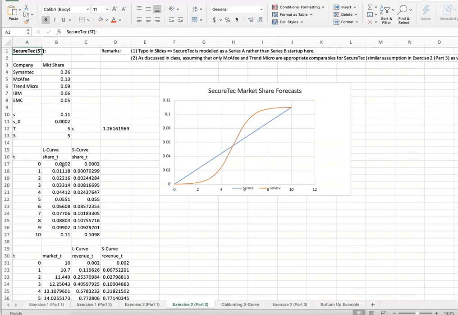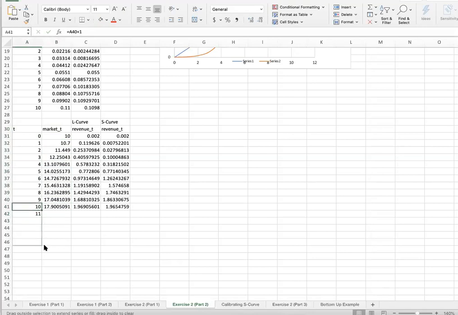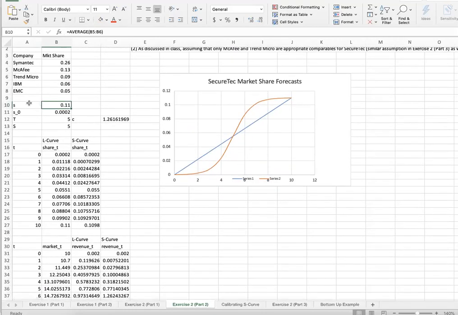both the overall market size for the virus screening market. I have that in this part of my spreadsheet for exercise 2 part 2. So a 10 billion market size right now, growing at 7% per year until time 5. And then at time 6 up to 10, it's growing at 5% per year. I could also say time 11 and beyond, growing at, I think it was 3%. So this is our market size forecast over time.